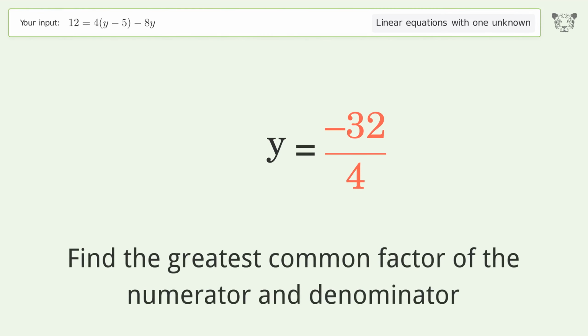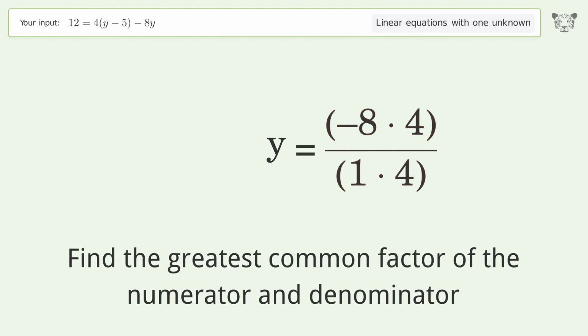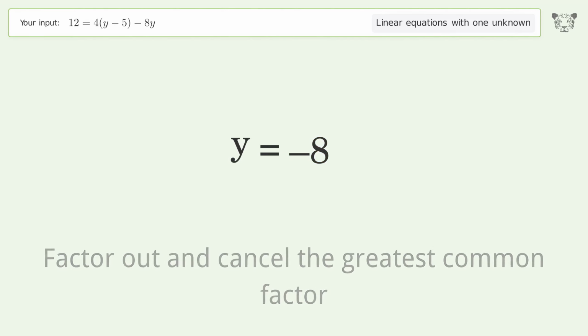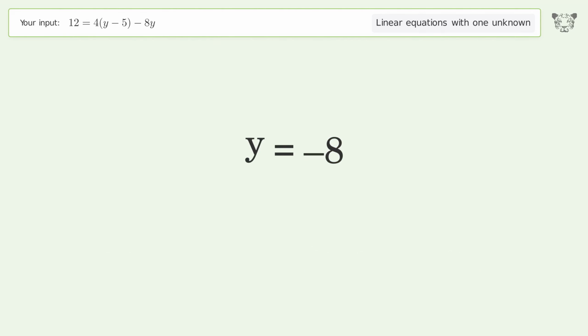Find the greatest common factor of the numerator and denominator. Factor out and cancel the greatest common factor. And so the final result is y equals -8.